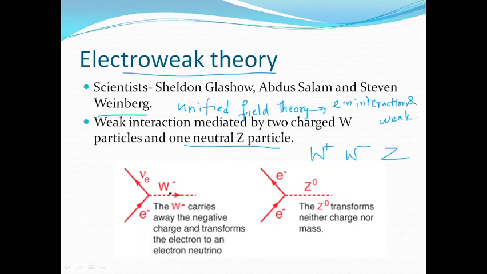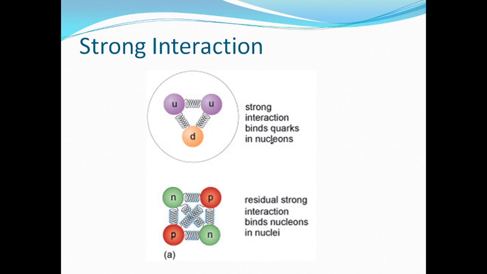As indicated here, the W minus particle carries away the negative charge and transforms the electron to an electron neutrino. Similarly, the Z0 particle transforms neither charge nor mass. These particles are directly involved in the weak interaction process, and the proposal of these particles helped in developing the electroweak theory. Now coming to the third interaction, which is the strong interaction.